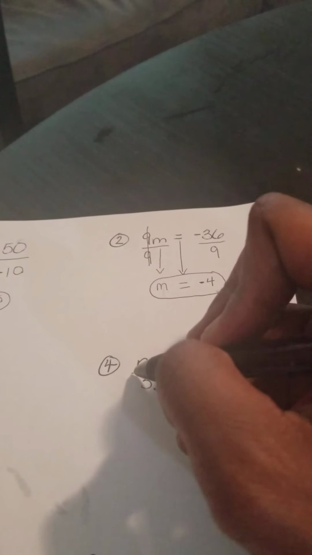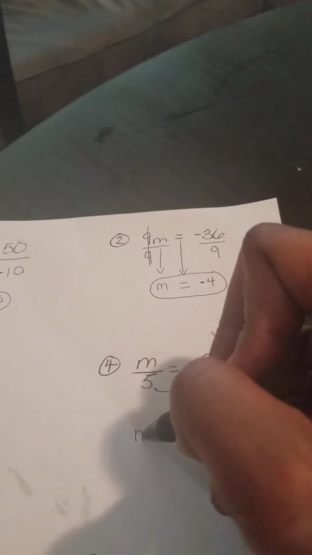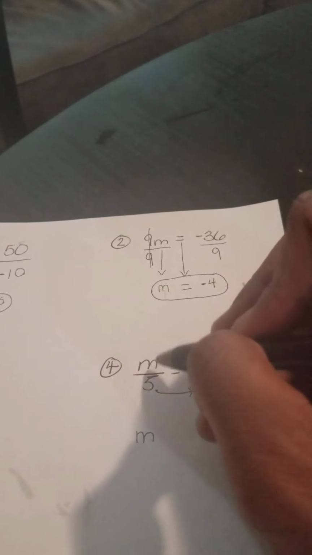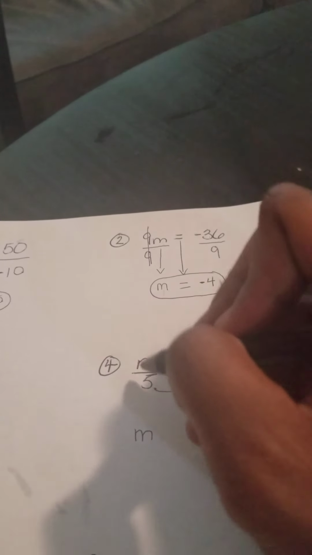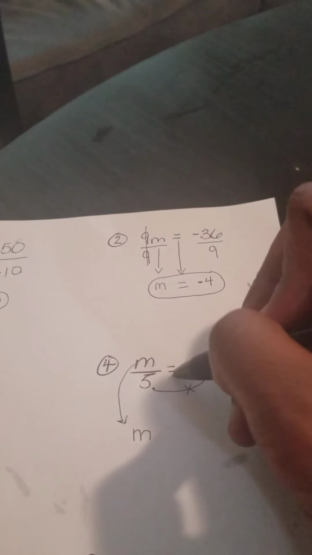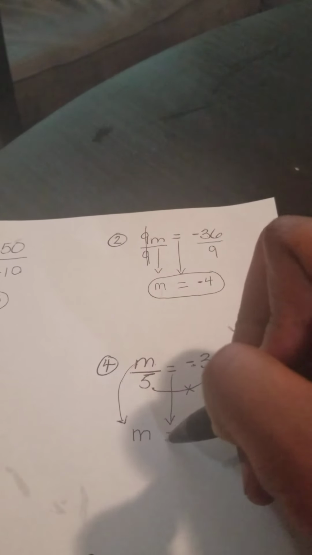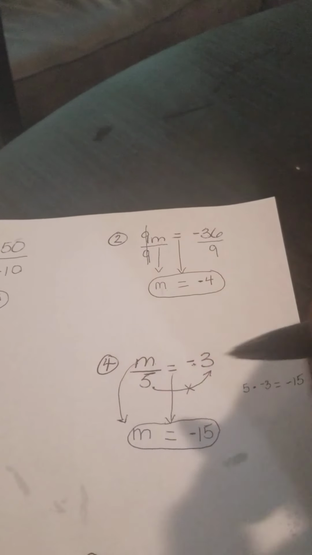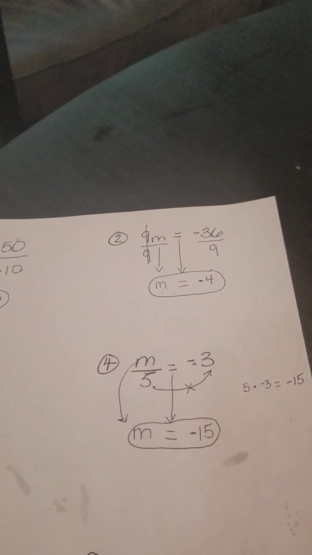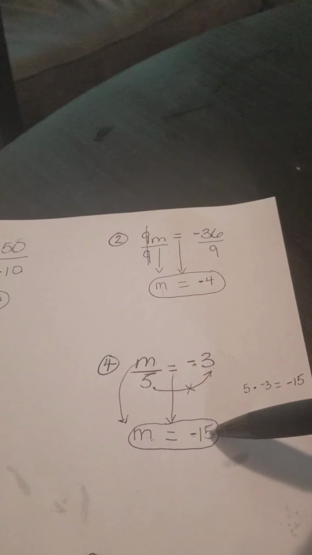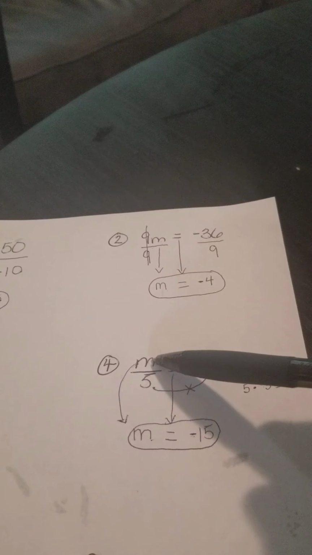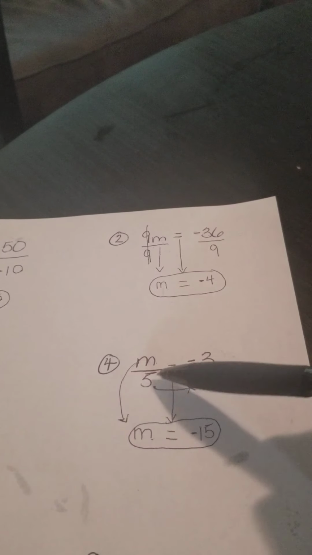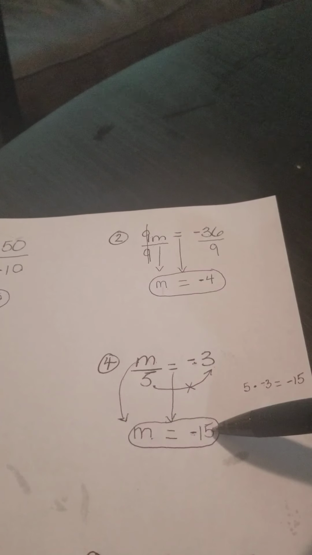So for this, like always, I bring my m down. I didn't want to make an arrow. Okay, arrow. I bring my m down, bring down my equal sign, and then I just put my answer here at the end. So we have m equals -15. So -15 divided by 5 will give us -3, because remember, negative times a positive will give us a negative.